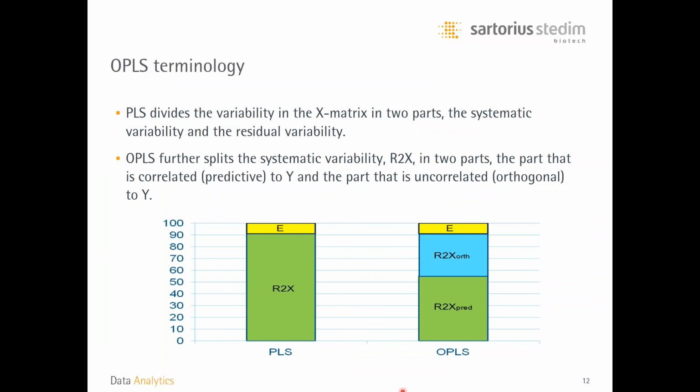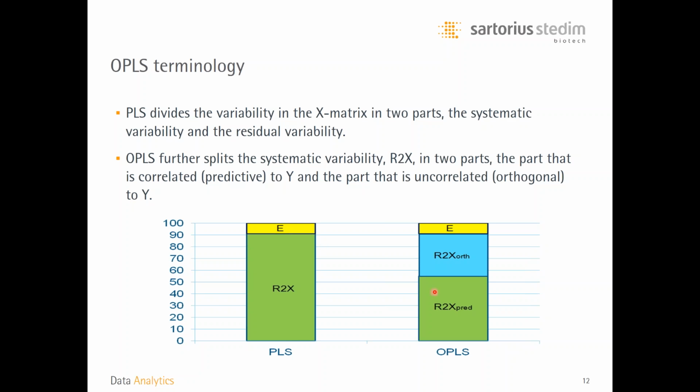Here we have another way of trying to contrast PLS and OPLS, and to the left we have the situation for PLS and the variability occurring in the X block. So PLS will divide the variability in the X matrix in 2 parts: the systematic variability, which is the green color, which we denote R square X, and the residual variability, the unmodeled variability, which we call E, and it is from this residual information we are computing a very important model diagnostic statistic that we call D mod X.